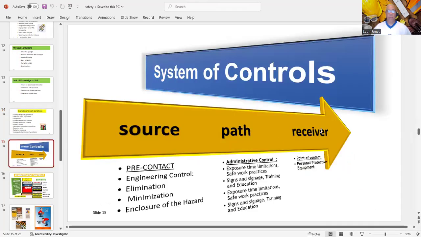So we have systems of controls. Go from source, that's the pre-contact, the engineering control: elimination, minimization, and enclosure of the hazard within our path. Go to the administrative control: exposure time limitations, safe work practices, signs and signage, training and education. And the point of contact, PPE, personal protective equipment.